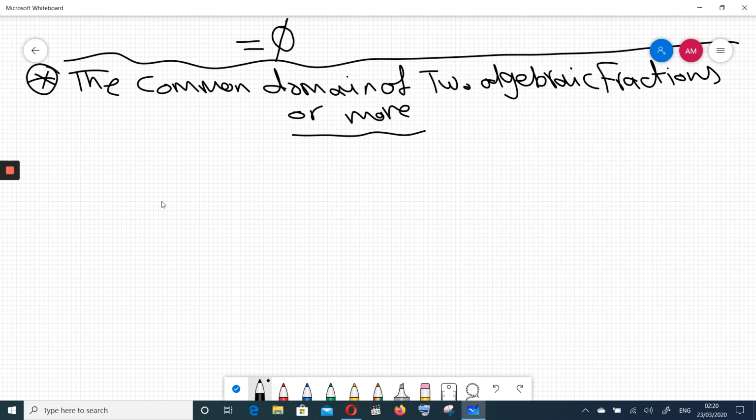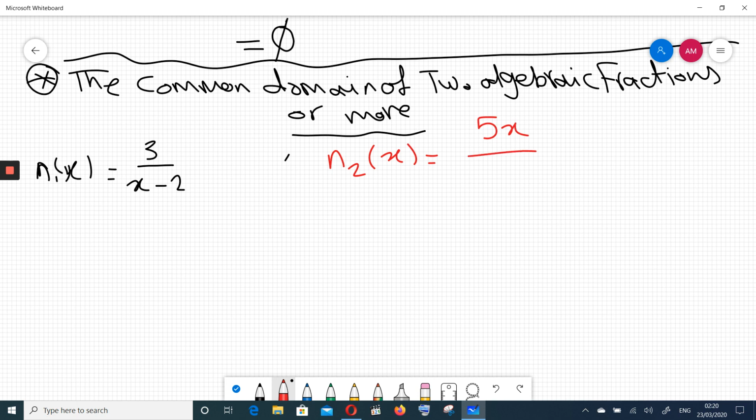In this part, we are going to talk about the common domain of two algebraic fractions, or more. Let's go to talking about the first part. If we have two algebraic fractions, for example, here n1 of x equals 3 over x minus 2, and n2 of x is going to be f of x over x power 2 minus 1. We need to find here the common domain.